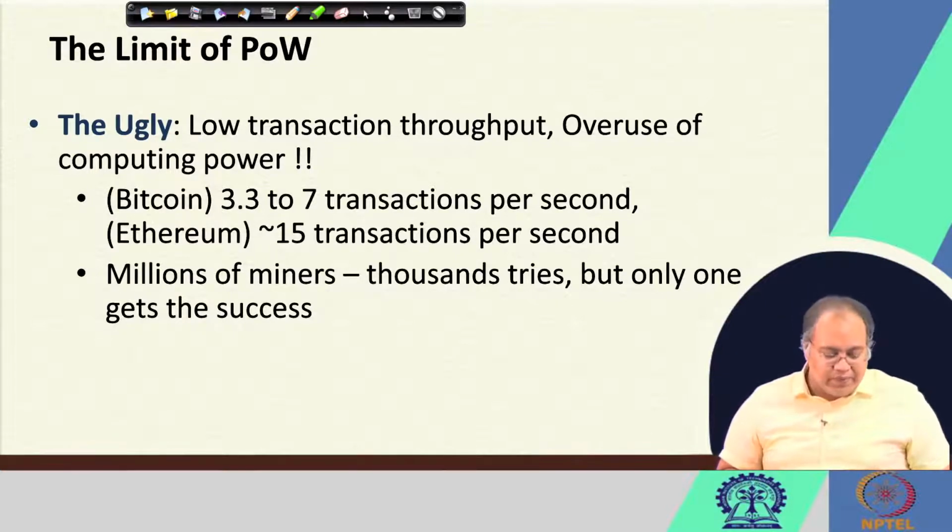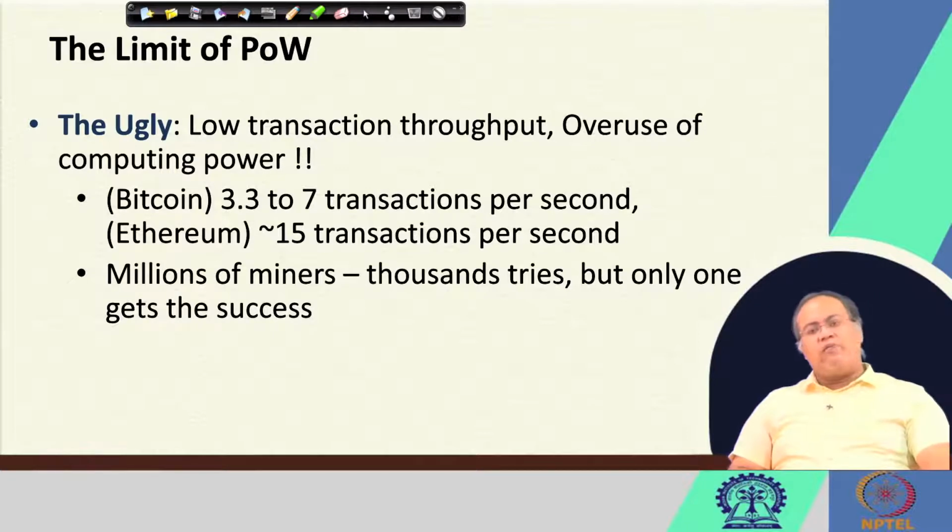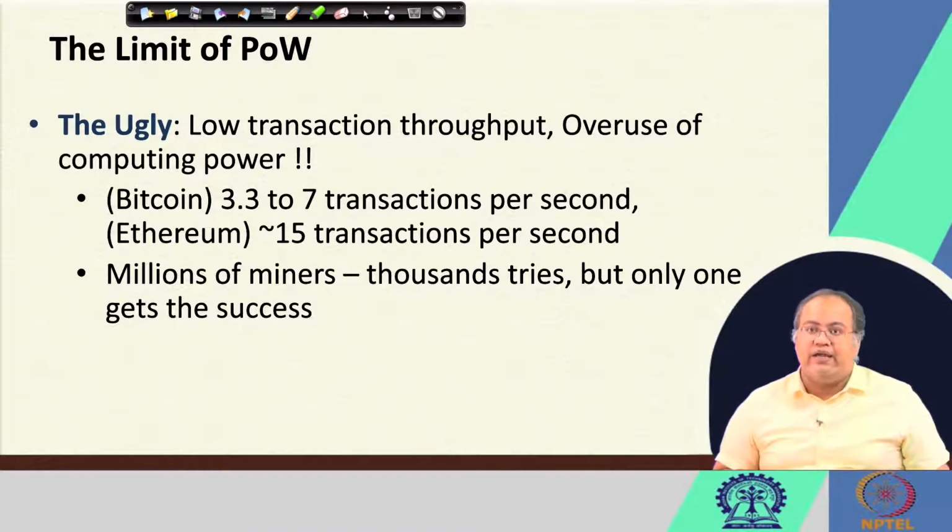If you look at Bitcoin, it supports around 3.3 to 7 transactions per second, whereas Ethereum supports around 15 transactions per second. Considering a global scale, a completely open network, this is something very low. If you think about standard monetary systems like Visa or MasterCard, they possibly support more than 5,000 or 10,000 transactions per second. So the transaction throughput for Bitcoin is really very low.